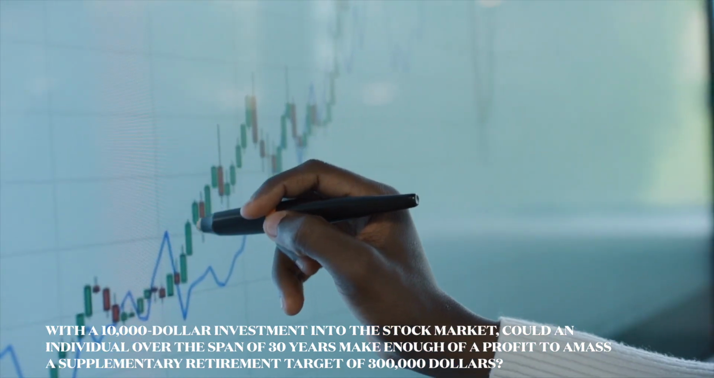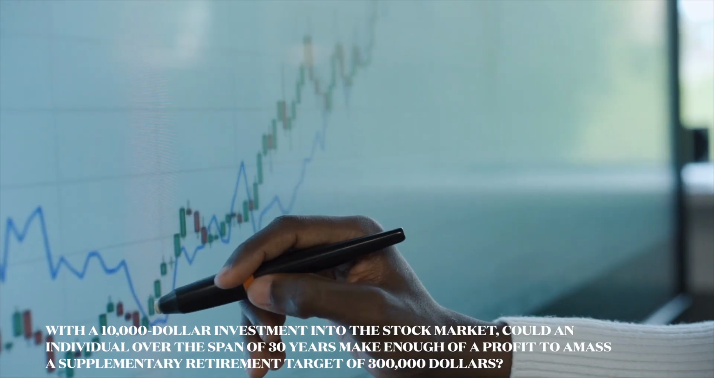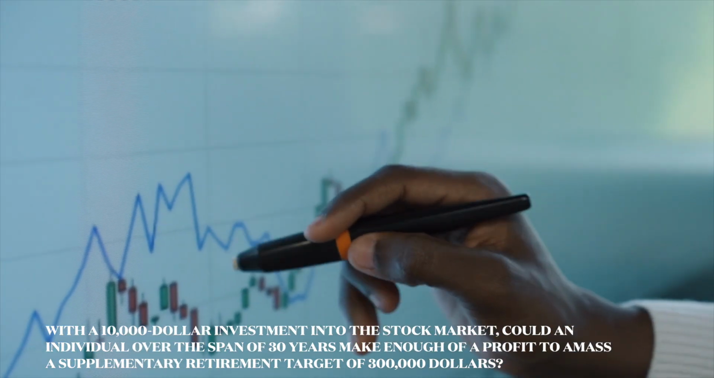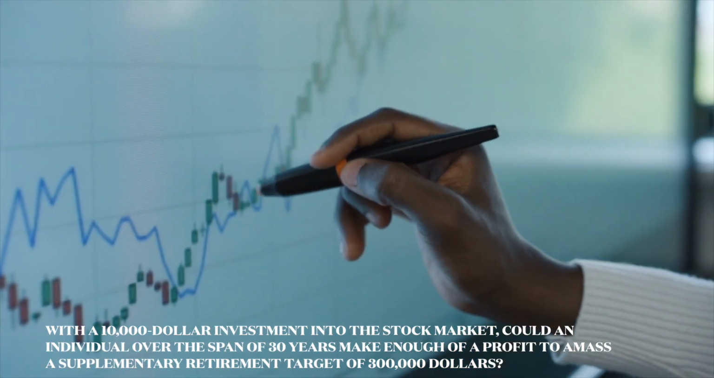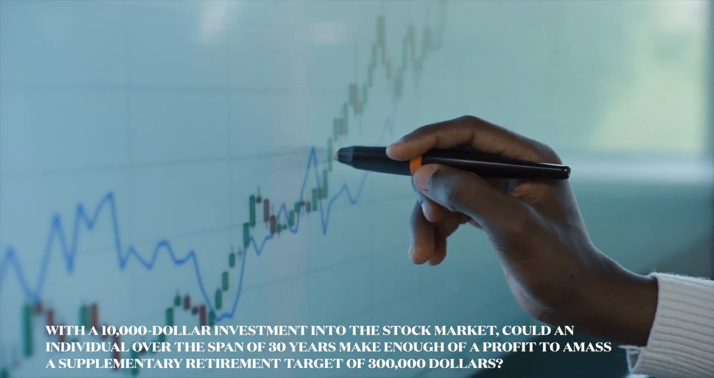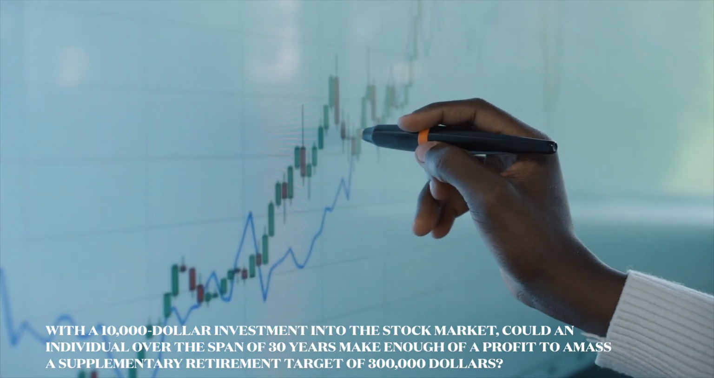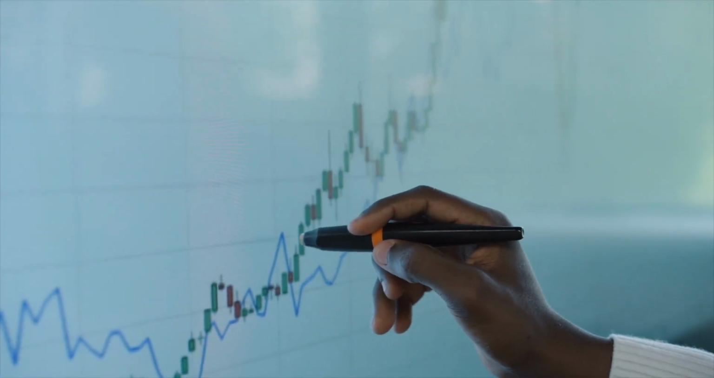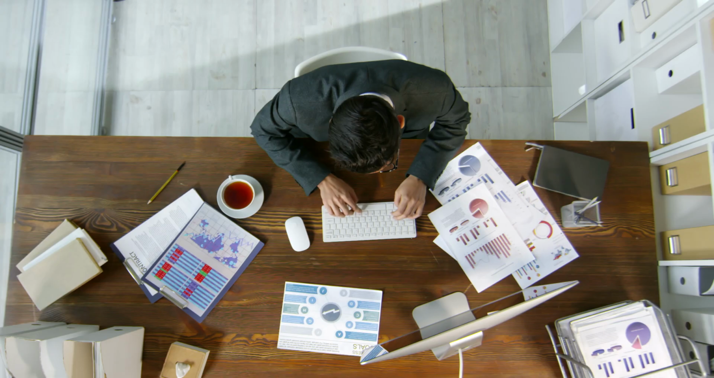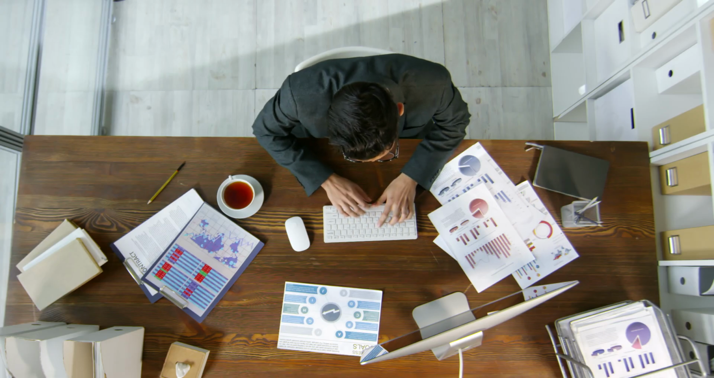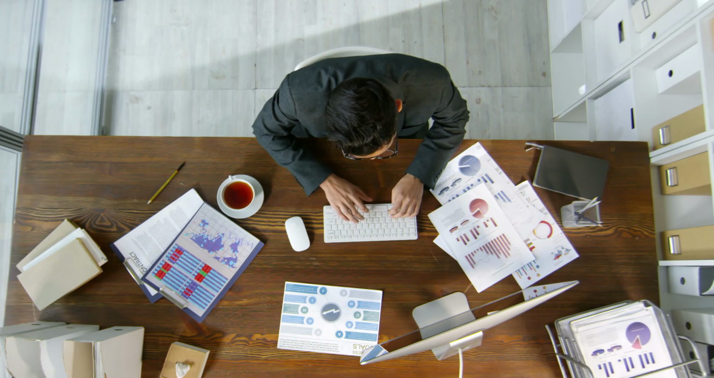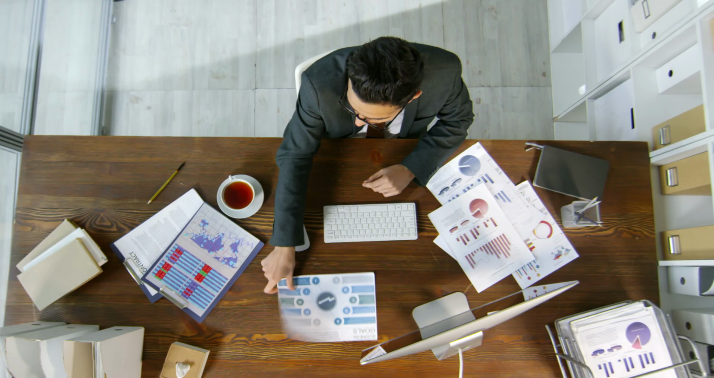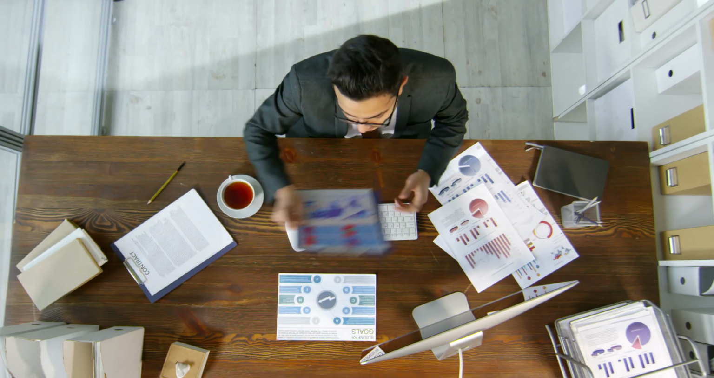First, we start with a question that we will use the simulation to investigate. In this case, our question will be, with a $10,000 investment into the stock market, could an individual over the span of 30 years make enough of a profit to amass a supplementary retirement target of $300,000? Now let's first examine the parameters of the question. This premise is designed to help individuals in their mid-30s who are considering the path towards retirement. With 65 being the current ideal age for retirement, therefore a 30-year time span was chosen for this simulation.